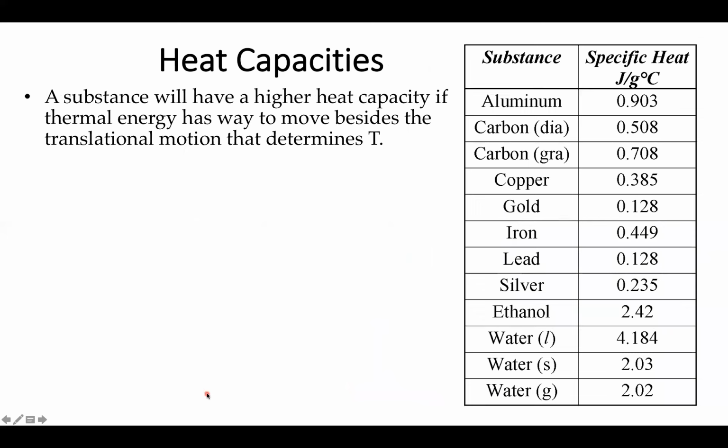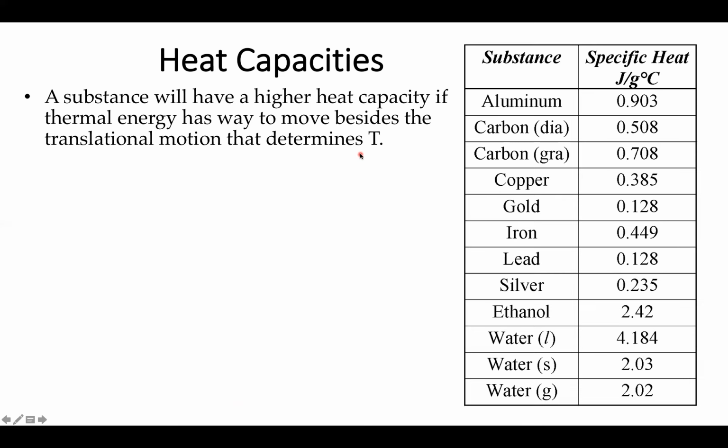So one of the things that we're going to be looking at is which substances have higher heat capacities. So the higher the heat capacity, this means I have to put in more energy to make the system have more translational motion, because if you remember from gases, that's really what we're measuring when we're measuring T. So temperature is literally how much translational motion I have.